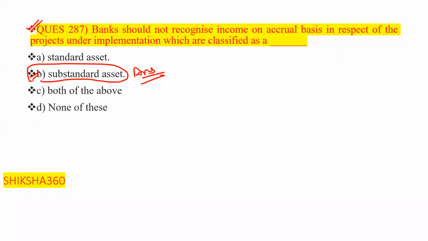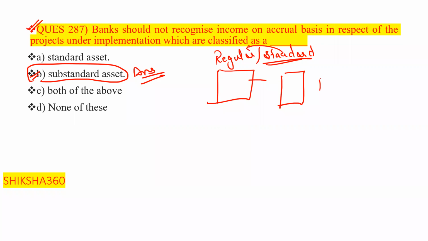In any loan account that is a regular account, we can say a regular or standard account, you will find in the box interest accrued. That is the interest which we will get from the borrower, but till now we have not received. That is interest accrued. So here they are asking that banks should not recognize income on accrual basis in respect of projects which are classified as substandard asset.